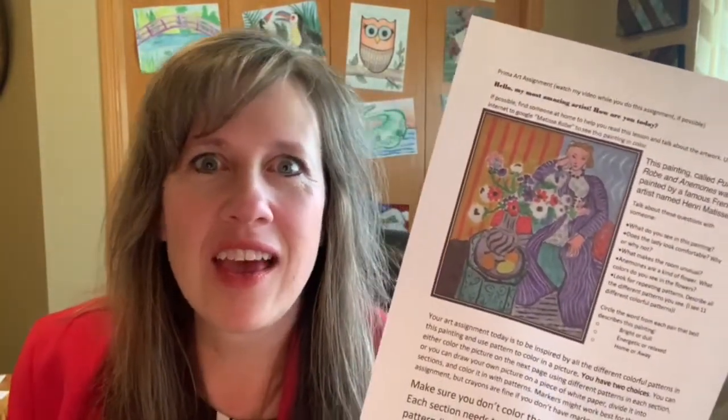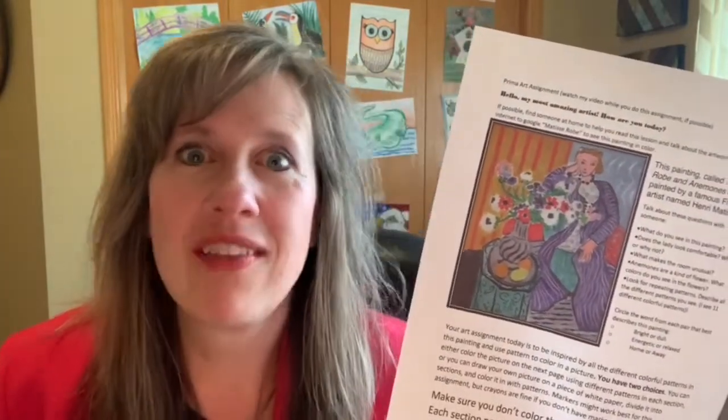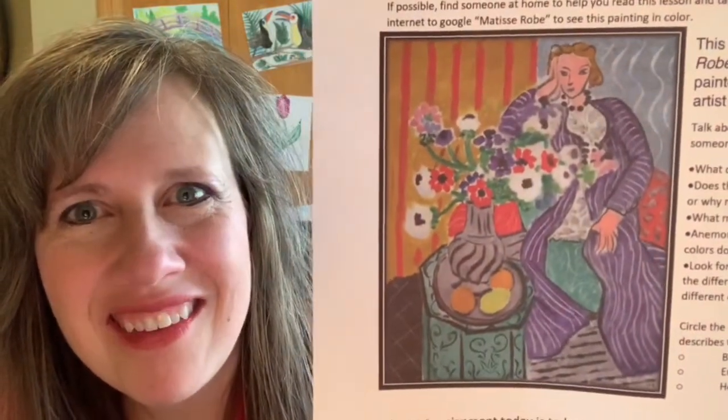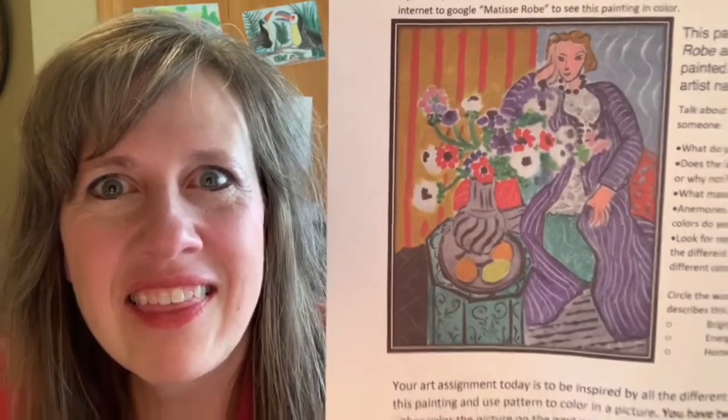Today, with my Prima scholars, we get to talk about one of my favorite artists. His name was Henri Matisse, and this is one of his beautiful paintings. That's the one that you'll see in your packet today. That painting is called The Purple Robe with Anemones. Anemones is a type of flower.